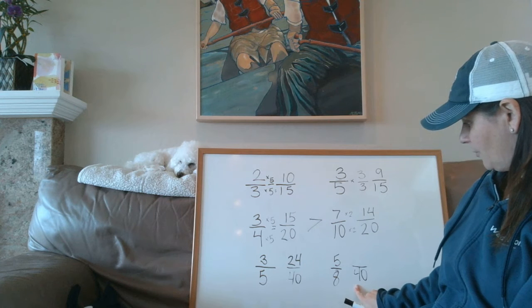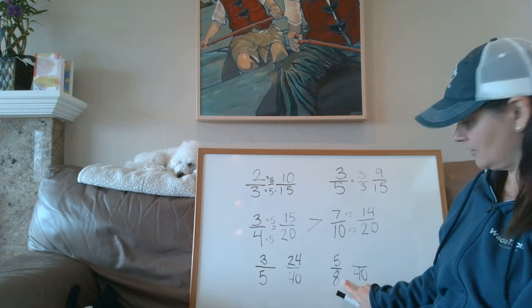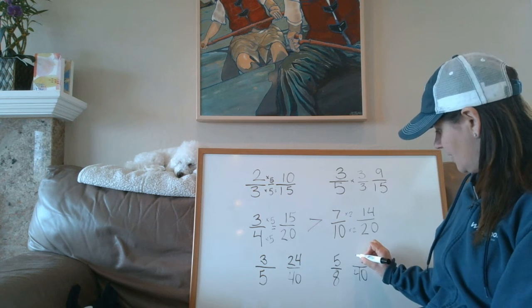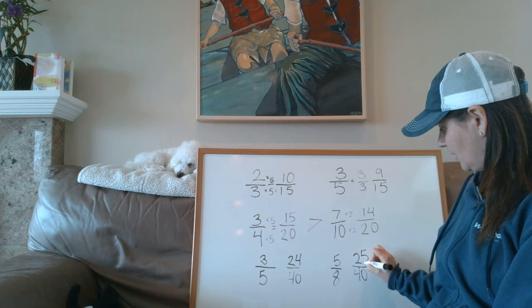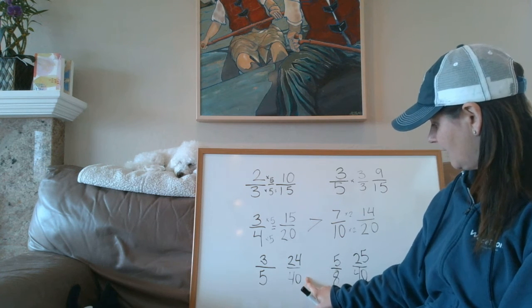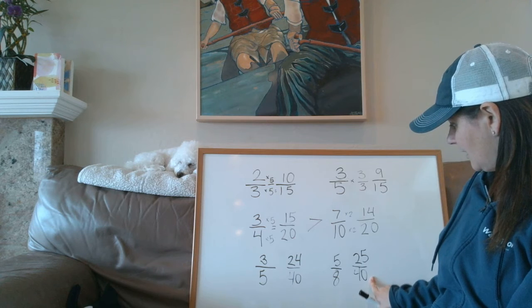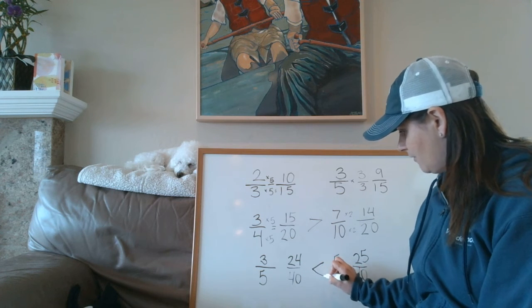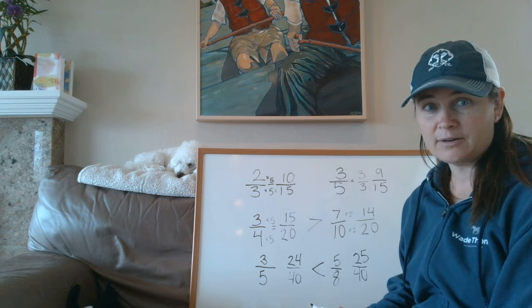8 times what is 40? 8 times 5. So now we're going to do 5 times 5, and it's 25. Ooh, these are pretty close. 24 40ths and 25 40ths. So here we have 25 40ths being greater.